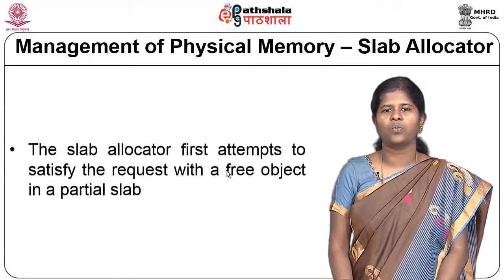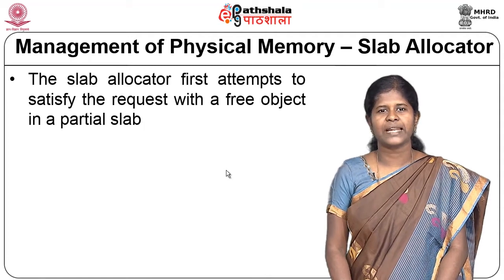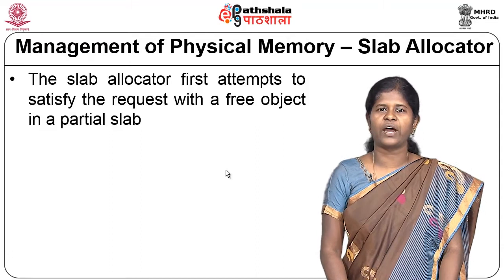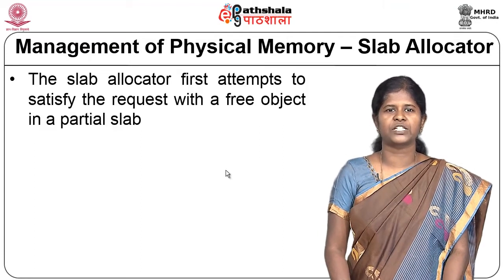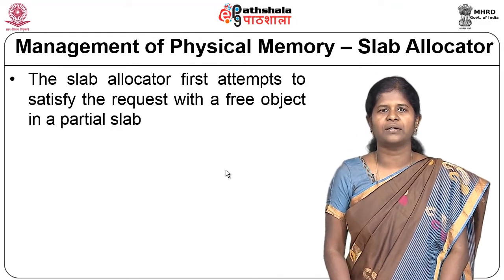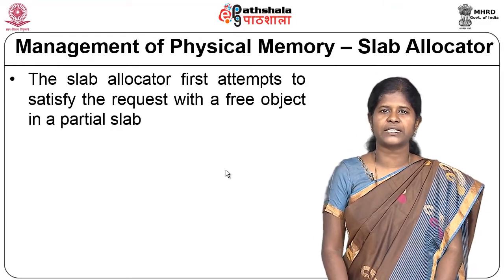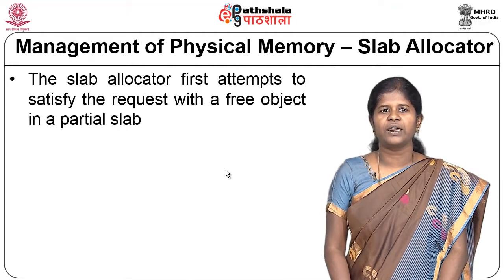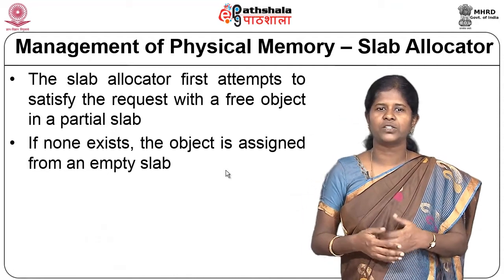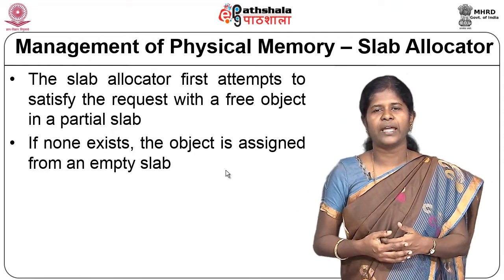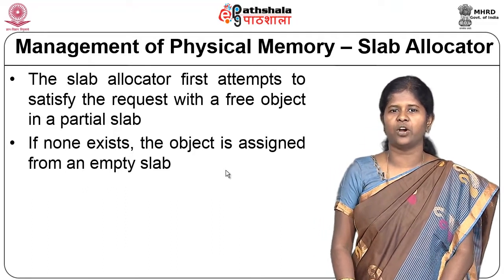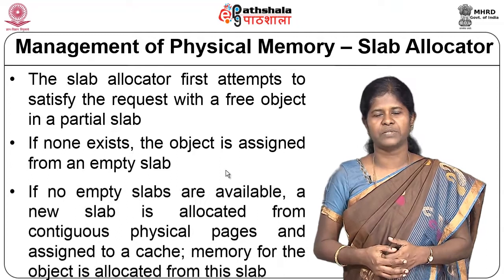Now, we will see how allocation is being done. The slab allocator will first try to satisfy the request with a free object which is present in a partial slab. So, if a slab is partially occupied, the slab allocator will first check the partial slab to find out if there are free objects. If there are free objects, then it will use the partial slab to allocate space. If there is no partial slab, then it will look for an empty slab, and it will try to assign the object from the empty slab.